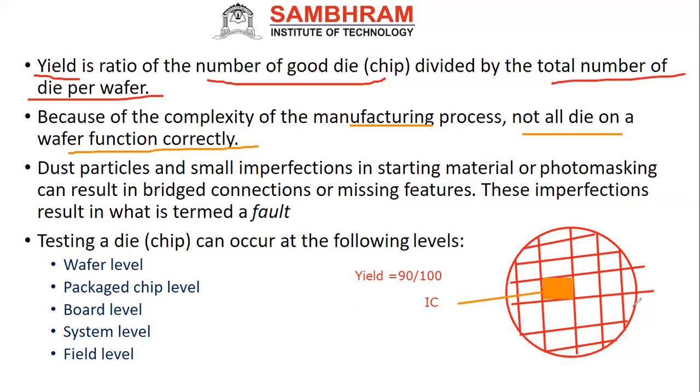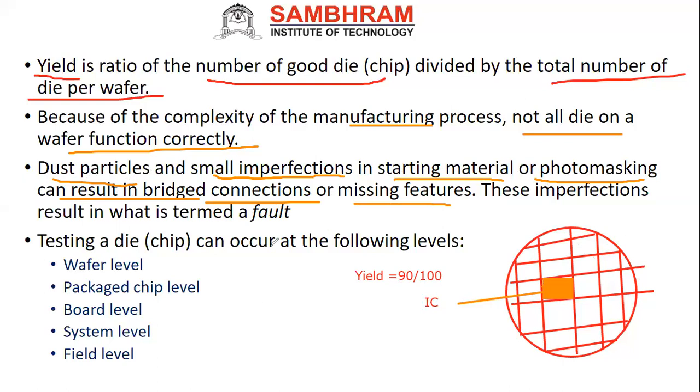So why won't the silicon wafers work properly? Due to some reasons. What are the reasons? There will be reasons like dust particles. Inside the fabrication room, normally, not even a single dust particle should be there. Even a single dust particle will yield a problem. So the problem is dust particles, and the smaller imperfections in the starting material or photo masking can result in bridging connections or missing features.